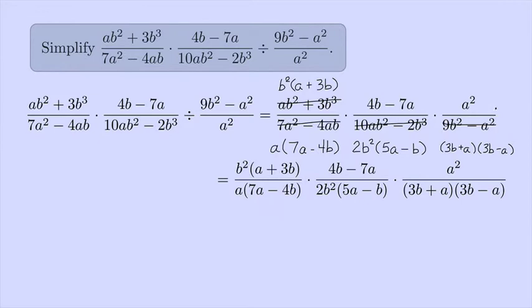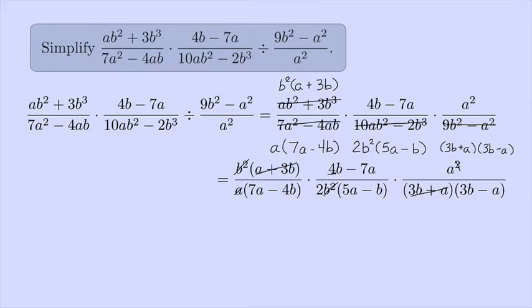So the first thing I see here is that we have a b² on top and a b² on the bottom, so those can both go away. And then the a + 3b and the 3b + a, well, those are the same thing, they can go away. And then there's an a on the bottom, and then one of these a's can go away from the a² on top. And then I see a 7a − 4b and a 4b − 7a.